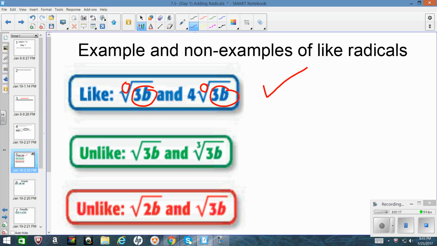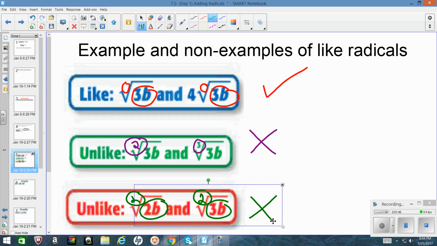If we look at an example of unlike terms, notice this has an index of 3, and this has that unwritten index of 2. They are unlike because they don't have the same index. In my next example, they both have unwritten indexes of 2, so that's good. However, this one has a radicand of 2b and this one has a radicand of 3b, so they're not like terms. In order to add or subtract, we have to have like terms. Now we're going to see how to exactly add and subtract radicals.